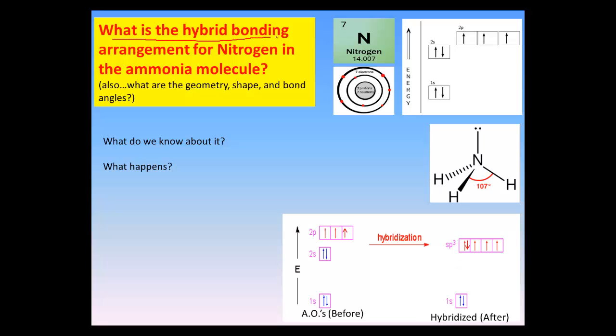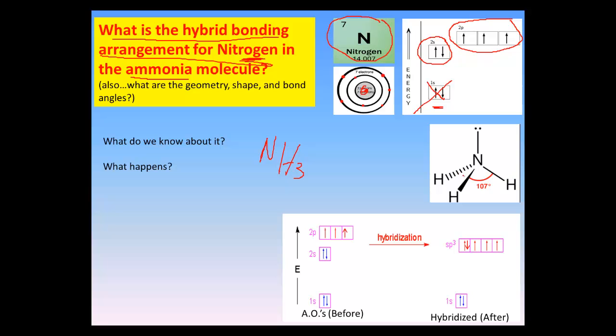All right, let's take a look at another example. What is the hybrid bonding arrangement for nitrogen, the central atom, in the ammonia molecule? The periodic table tells us that nitrogen has 7 protons in the nucleus, and so we would have 7 electrons in the shells, 2 in the first shell and 5 in the second shell. But usually, for the purpose of hybridization, we want to use the Schrodinger model, which is this one over on the right. We would write 1s2, 2s2, 2p3. So the 1s's, we don't really care about those because those are not valence electrons. The hybridization is going to happen among the 2s and the 2p orbitals.